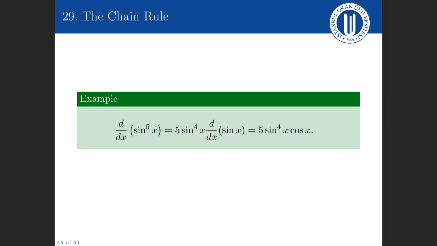Differentiate sine to the power 5 of x. We have u to the power 5, and we're going to differentiate it. 5u to the power 4 multiplied by du dx, multiplied by the derivative of sine x, which is cos x.